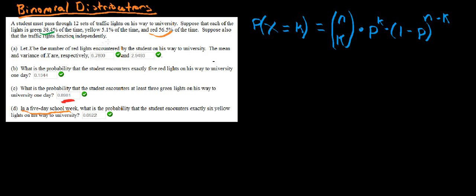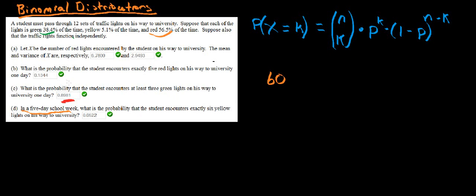Well, if you just take a look at the initial question, it states, a student must pass through 12 sets of traffic lights on his way to university. Now that's in one day, but since there's a 5-day school week, you just have to multiply the 12 of one day by 5. So you would get 60. Our new sample size, or our new population, is going to be 60. And because it's 60, that is really the only changed variable in this question.